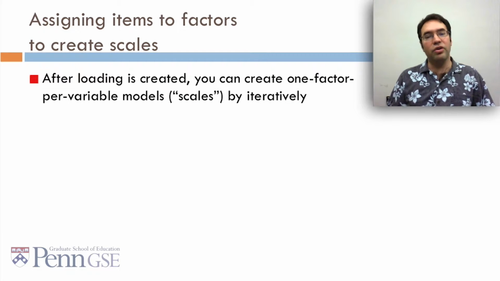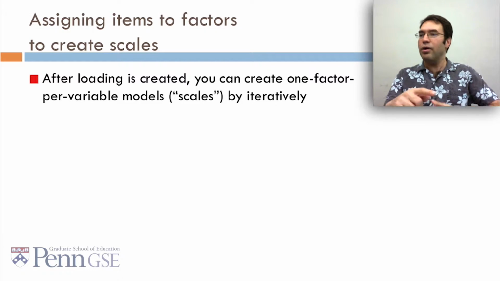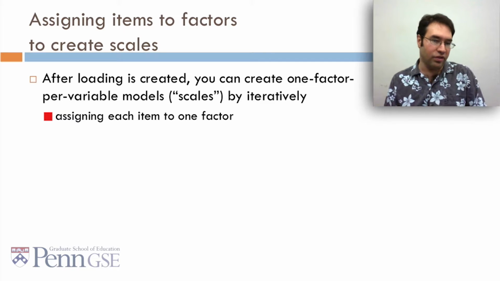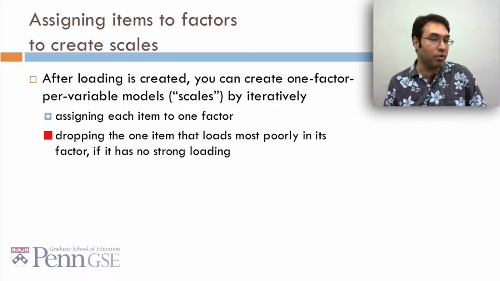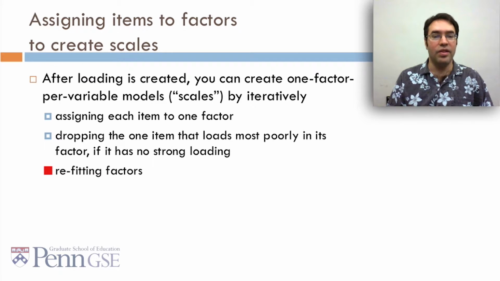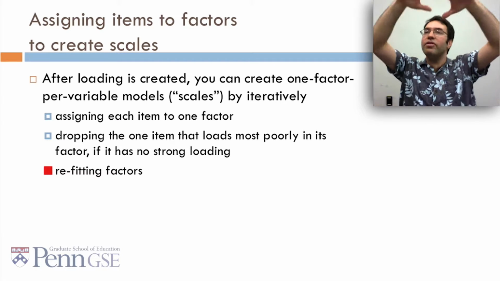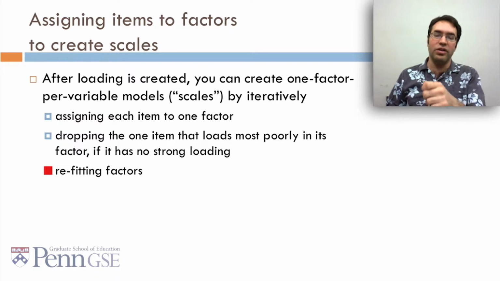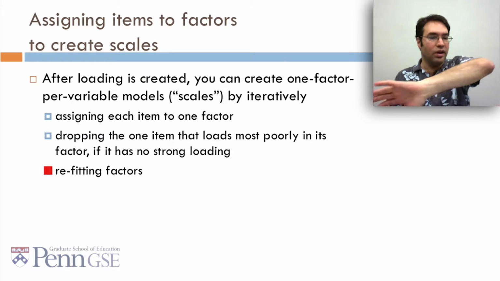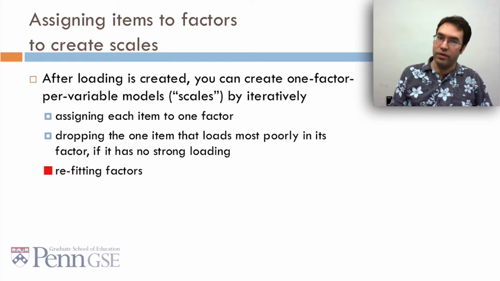So after the loadings are created, you can create one factor per variable models, called scales, by iteratively, that's just to say, repeatedly doing this. You assign each item to one factor, and then you drop the one item that loads most poorly in its factor if it has no strong loading. And then you refit the factors. So in other words, you're going to take every single item. You're going to say every item is going to go into one factor, and only one factor, whichever one it's most strongly loaded on. And then if there are any that don't have strong loadings, you're going to take the very worst fitting one, toss it out, and refit the factors. And you'll keep doing this until every single item is in a scale and is strongly loaded.